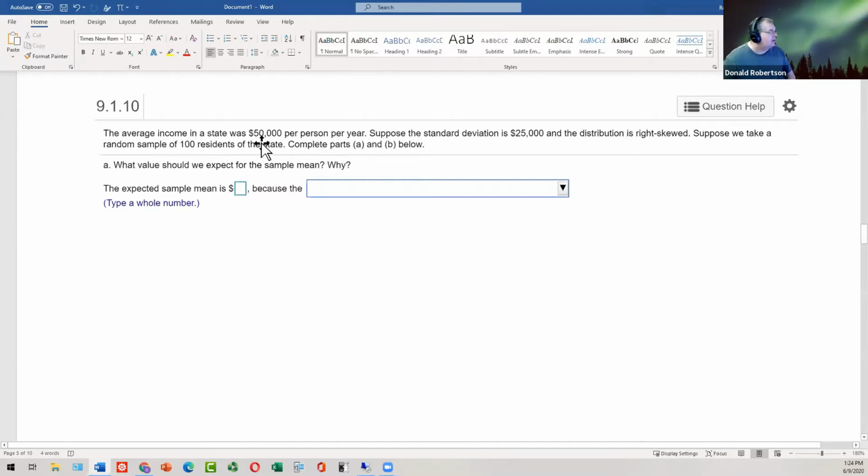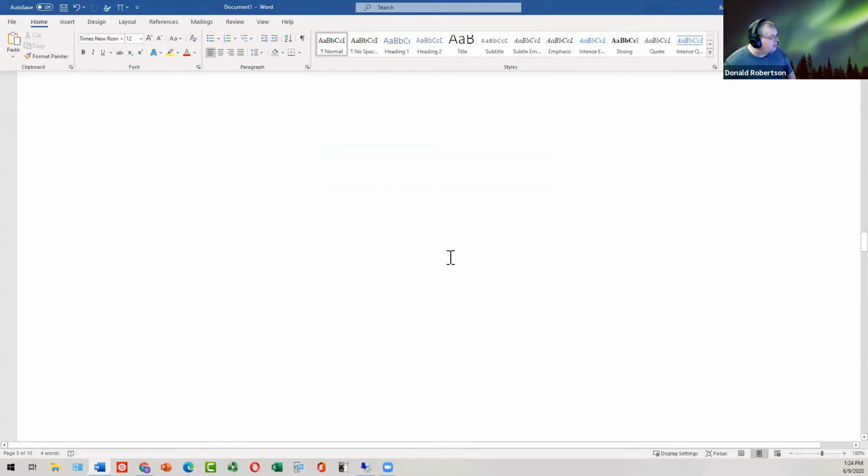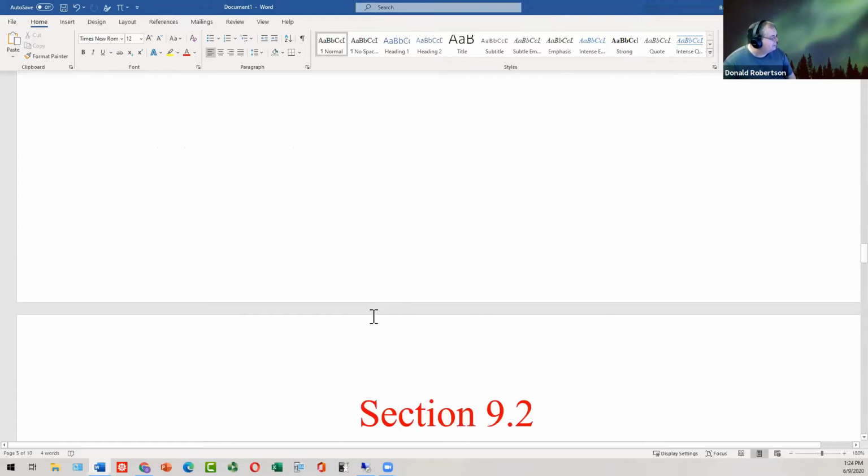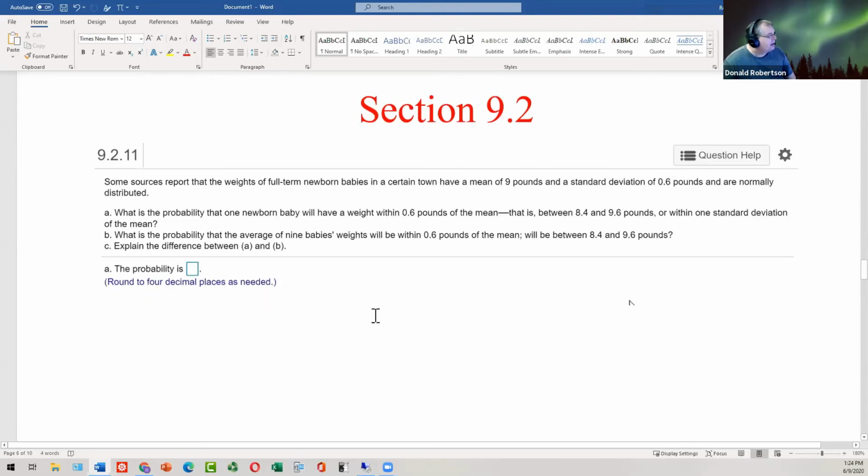I'd expect to get around about 50,000, because that's typically what you would normally get from a sample. You get an answer that's very close to whatever the mean is. And that's about all we can do. Oh, and the standard error, which you can't see here, wouldn't it be 25,000 divided by the square root of 100, which is what? 25,000 divided by 10, 2,500. And that's the end of 9.1.